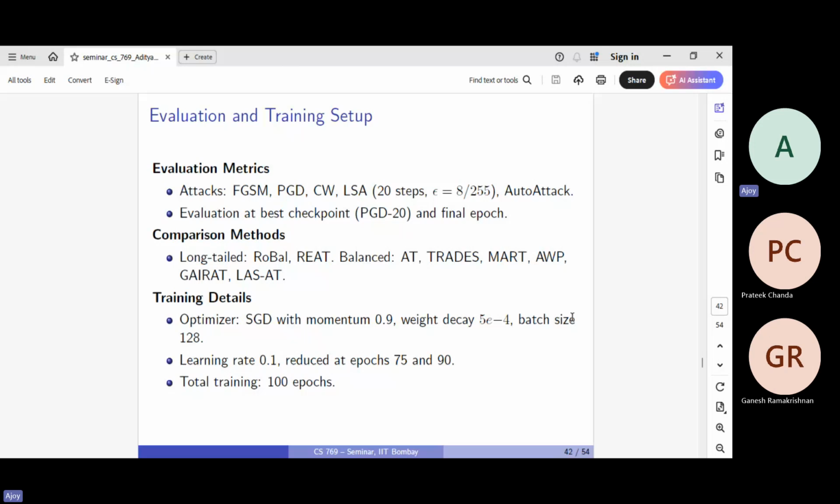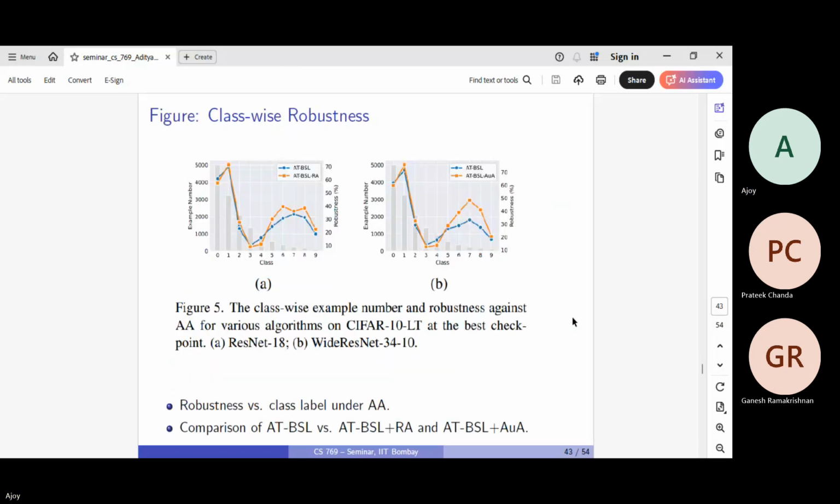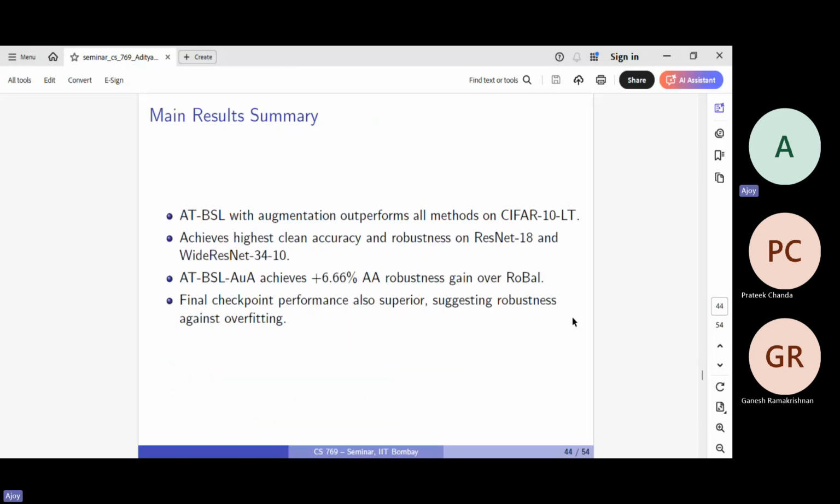So this is just a training setup. These are all the attacks that the adversary performs, and these are the comparison methods. The second slide which I showed you, the AT-BSL along with data augmentations gives the best results, and this is all the training description and everything. Yeah, next. Yeah, over.